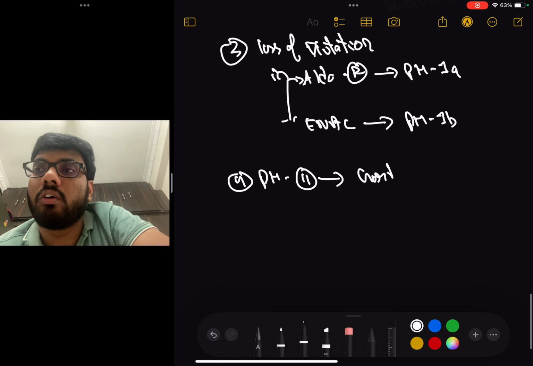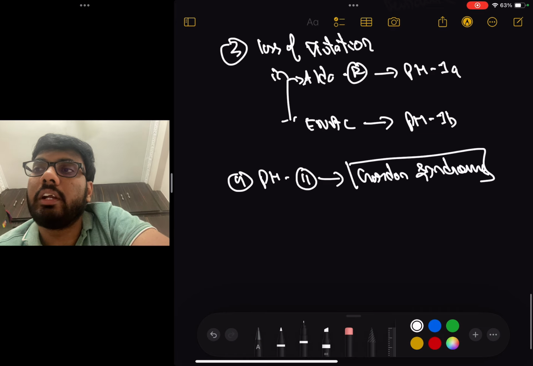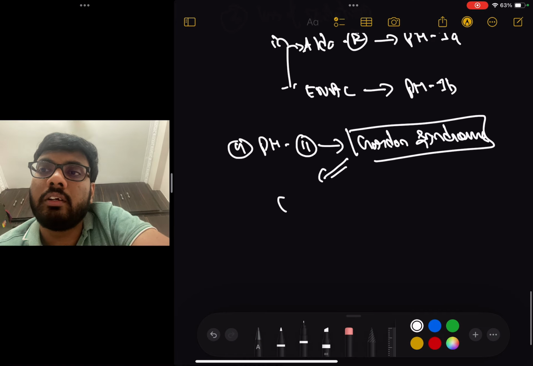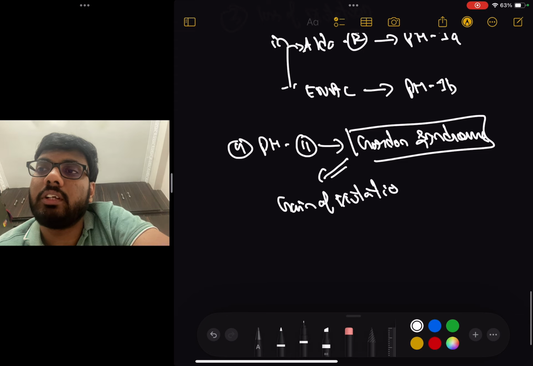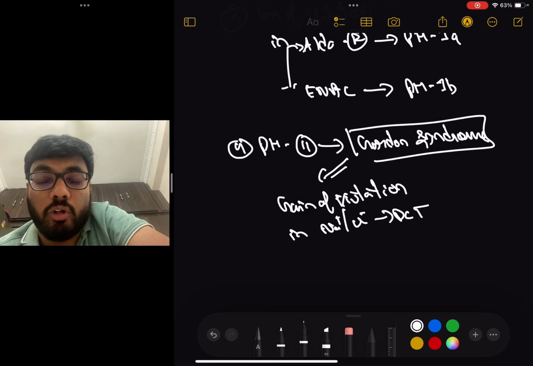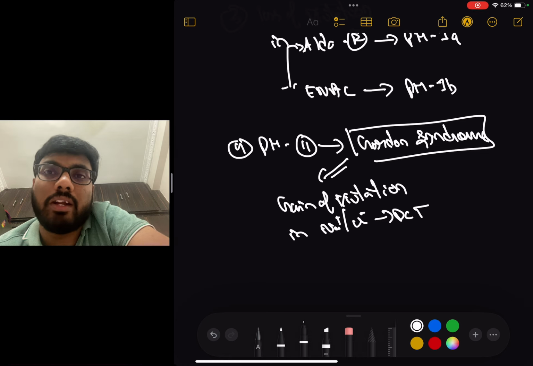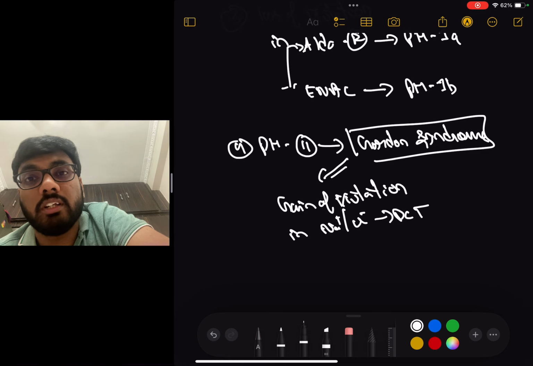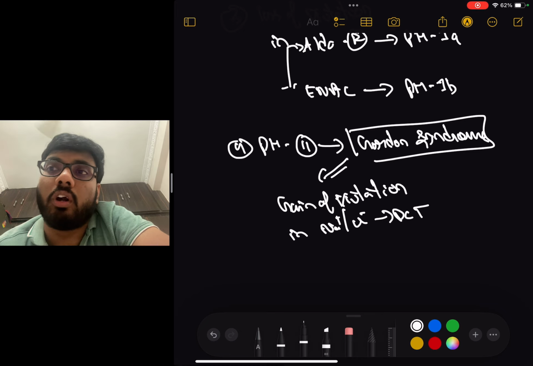It is also called Gordon syndrome. It is actually due to a gain of mutation in the sodium chloride channel located in the DCT. Loss of mutation in the sodium chloride channel in the DCT produces what? Gitelman syndrome. But a gain of mutation in the sodium chloride channel in the DCT produces Gordon syndrome.